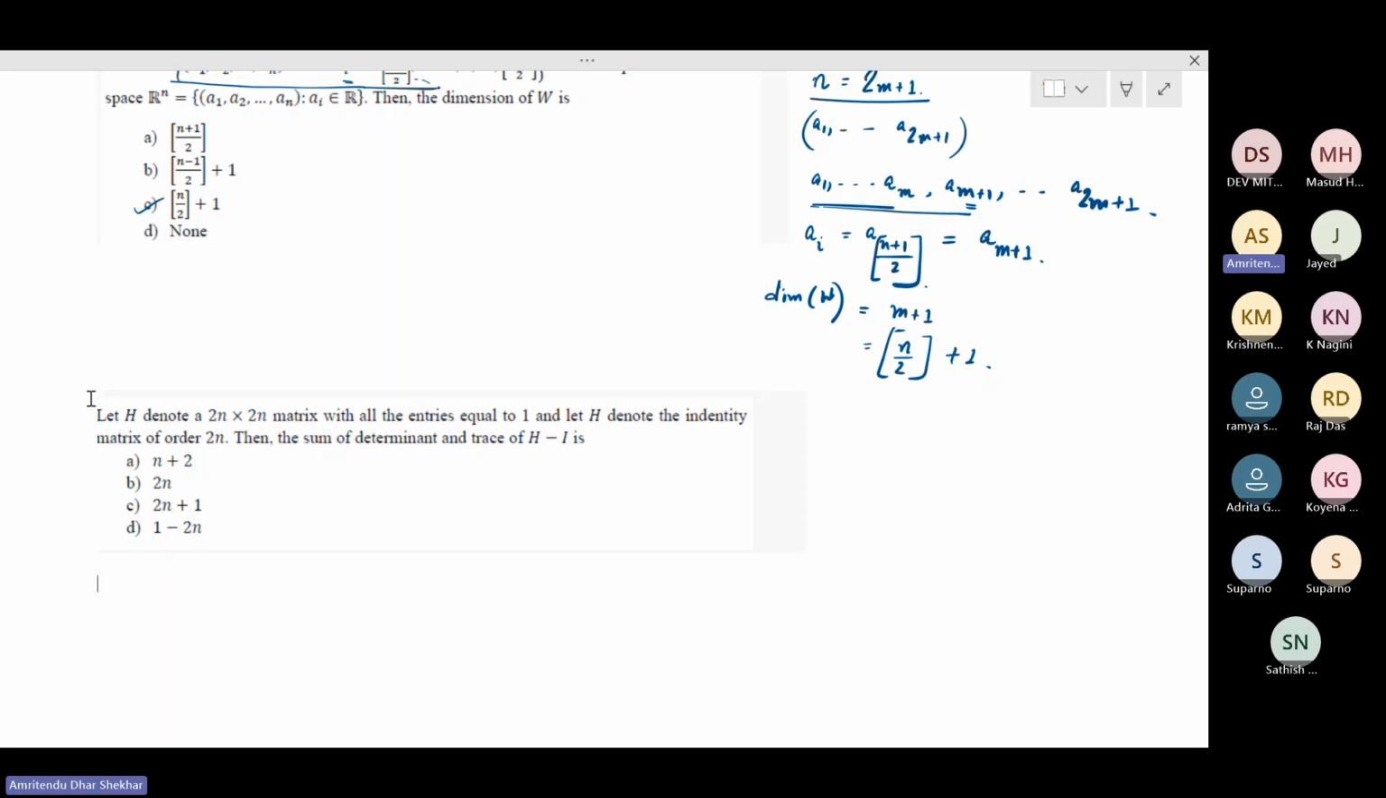Okay. So it's given that, here there's a slight misprint in the problem, obviously. So H is a 2n cross 2n matrix where all the entries are equal to 1. And here it says H only. It should not say H. It should say I or I2n to be more precise, which is the identity matrix of order 2n. Then the sum of the determinant and the trace of H minus I.